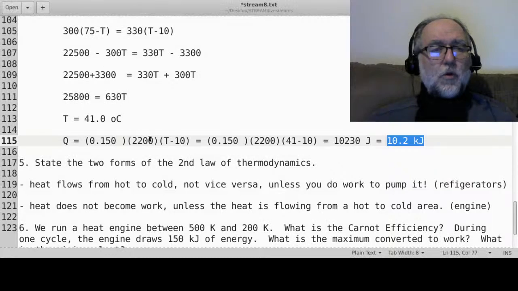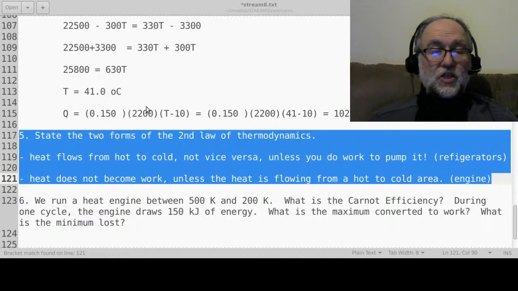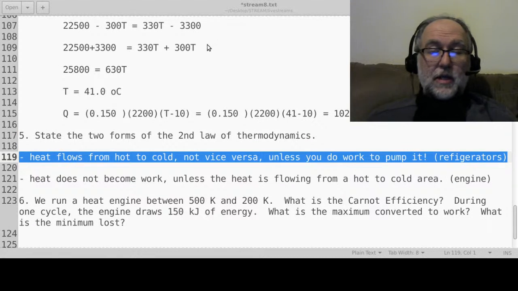So question number 5. It's not really a computational question. I just want to make sure people understand the second law of thermodynamics. So, before the second law, what's the first law say?